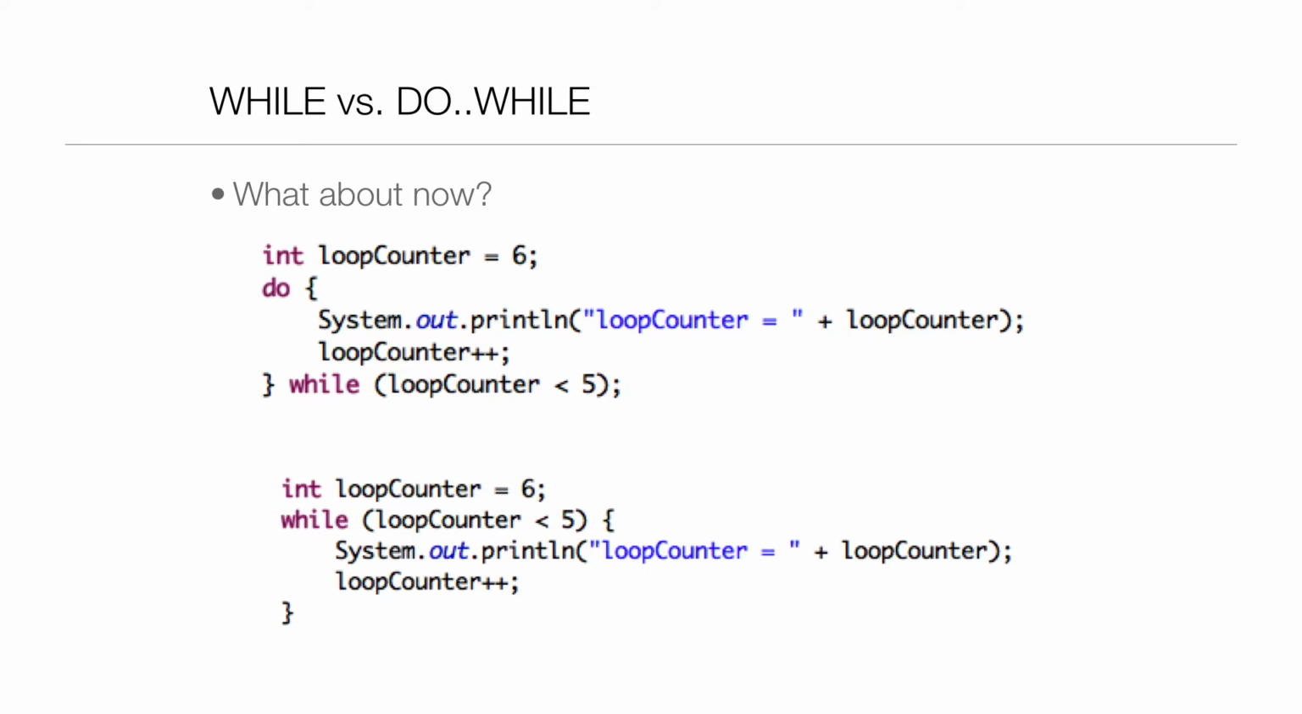So the big difference between while loops and do while loops is a do while loop will run at least once. If you look at the code in the first instance, loop counter equals 6, it will still output loop counter equals 6. So it runs at least once, whereas a while loop doesn't necessarily run at all. So you have to be very careful about which one you pick and what you want your code to do. Do you want it to prompt the user at least once or not at all, potentially? So you've got to think about that when you're choosing which loop to use.